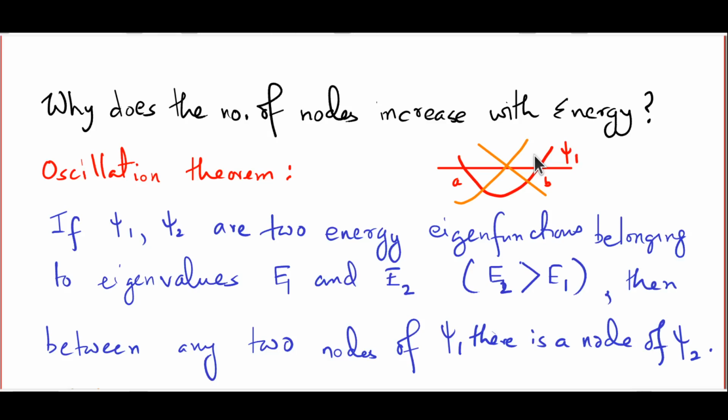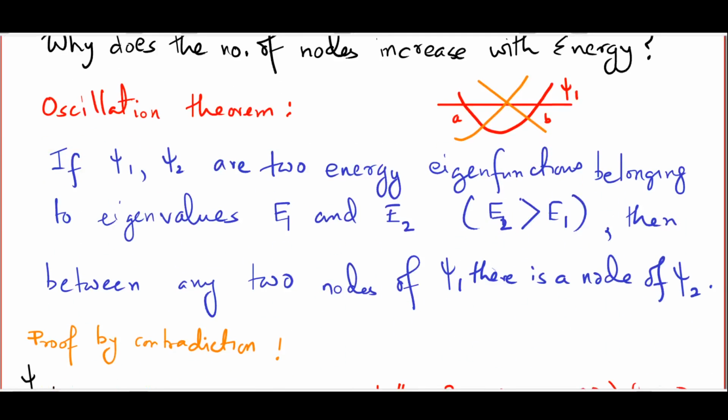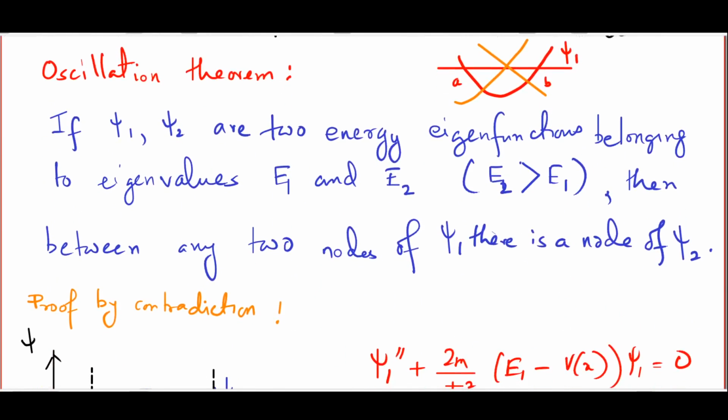So how do we prove the oscillation theorem? Once again, the proof is simply by contradiction. That is, you'd simply assume that this is not true. Let us assume that between two such nodes A and B of psi1, there is no node of psi2. So psi2 is either positive throughout or negative throughout in that region.